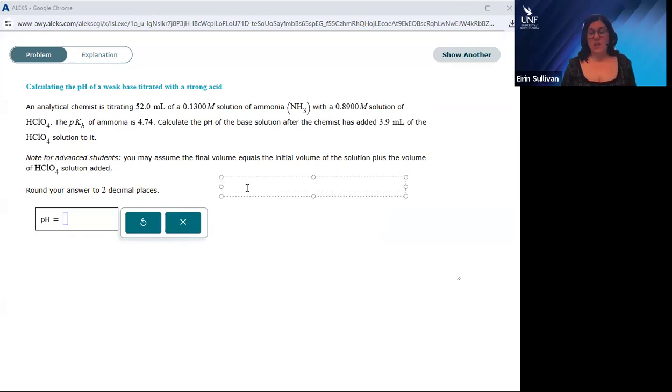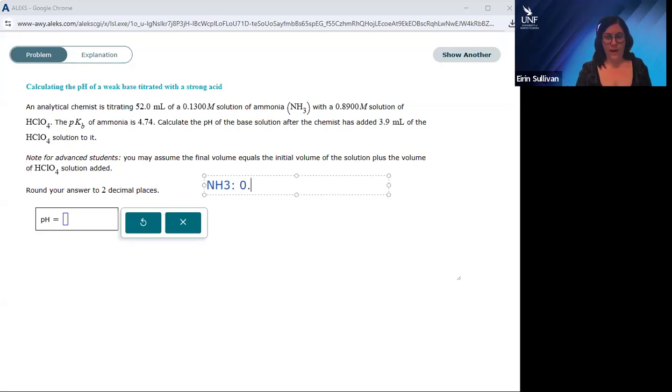So the first thing we should do is work out the number of moles of weak base that we have and the number of moles of our acid that we've added to it. For my weak base, which in this case is ammonia, I'm going to take my concentration, which is of course in moles per liter. So I'm going to write that out as 0.1300 moles of ammonia for every 1 liter of ammonia.